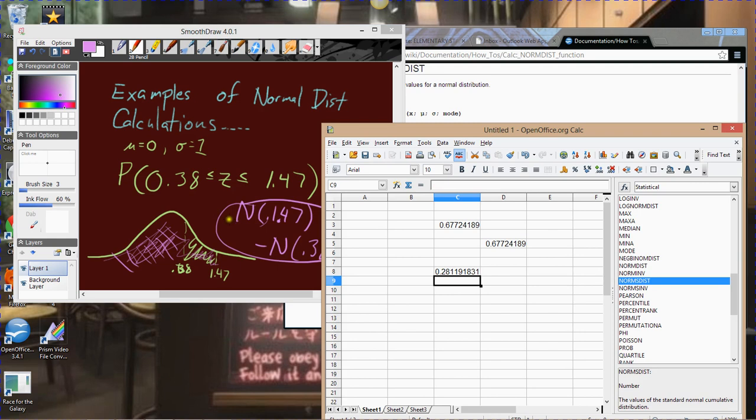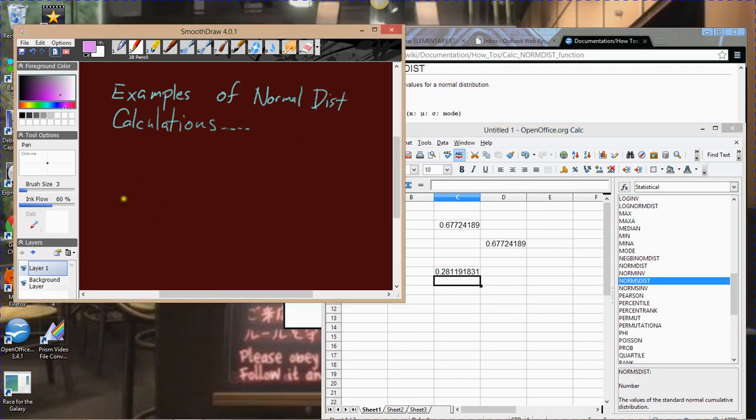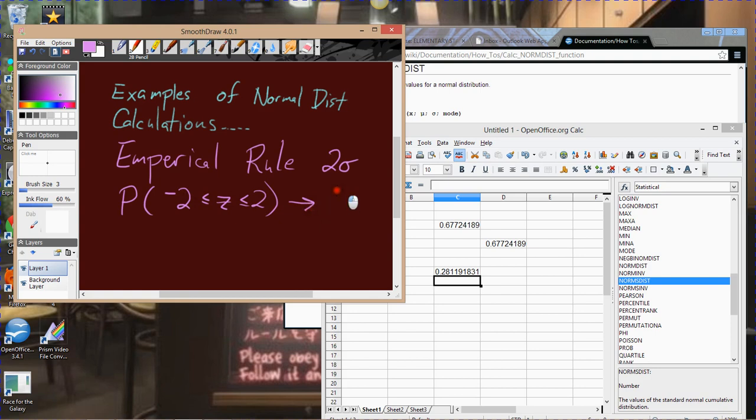Alright, let's do one more with the standard guy, and then we'll change the mean and the standard deviation. So let's go back to our empirical rule. So the empirical rule said, well, let's do, say, 2 standard deviations. So the probability that z is somewhere between 2 and -2. And we know this should wind up being 0.95, but let's actually just double check.